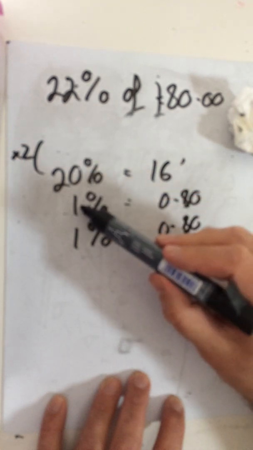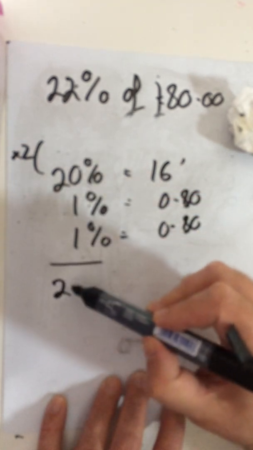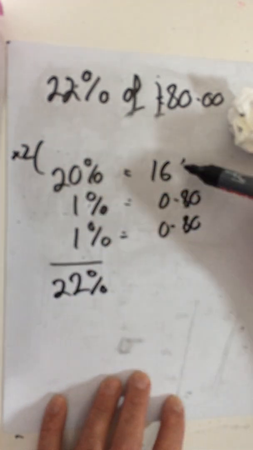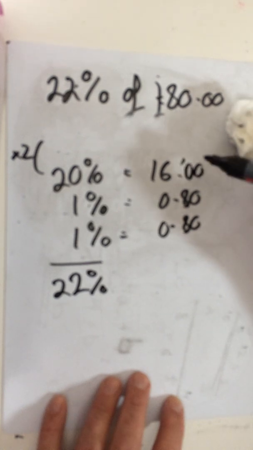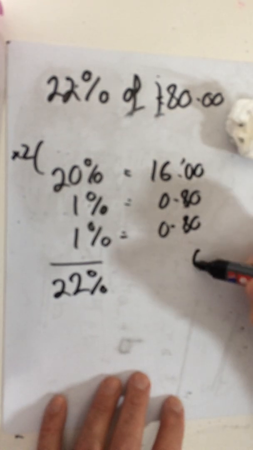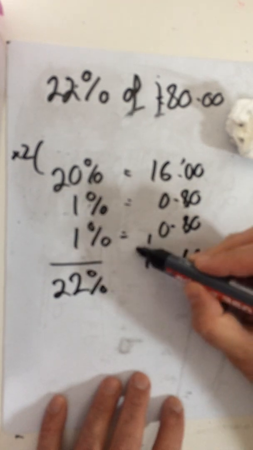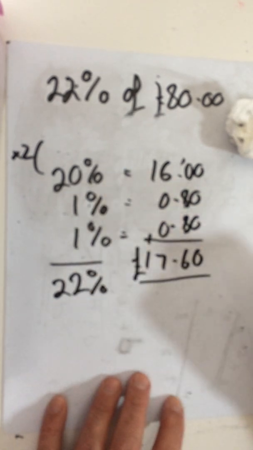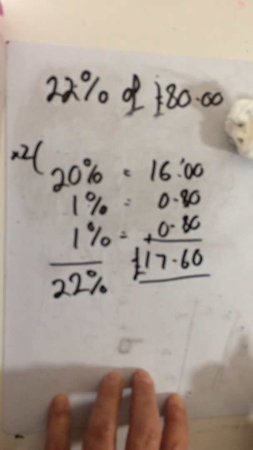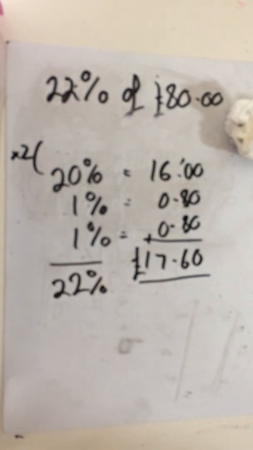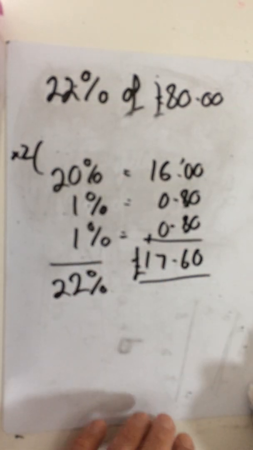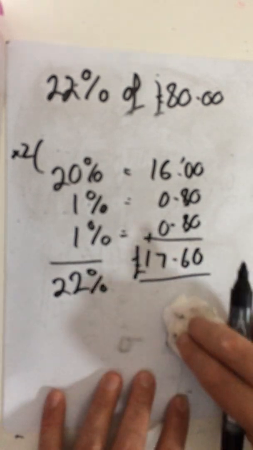Now, I don't need this 10% at the top now, because I need to find 22%. 20, 1, 1, add those up, it comes to 22%. So I just add up what I have calculated here. So that becomes 0, 6, carry the 1, £17.60. £17.60. And that's just by splitting it up.